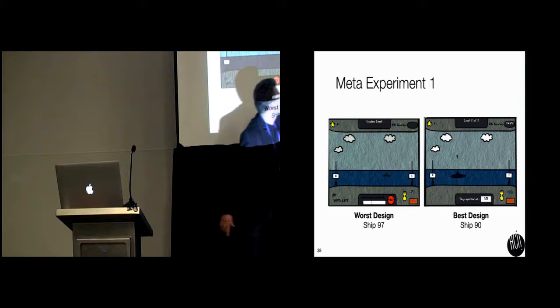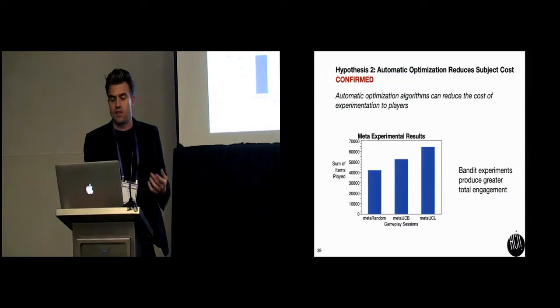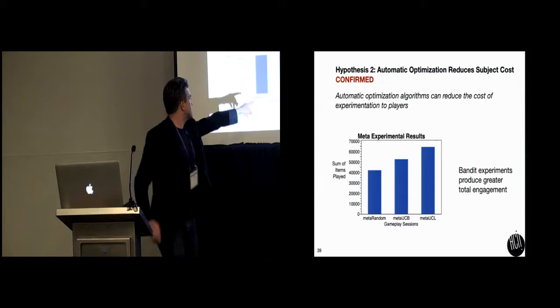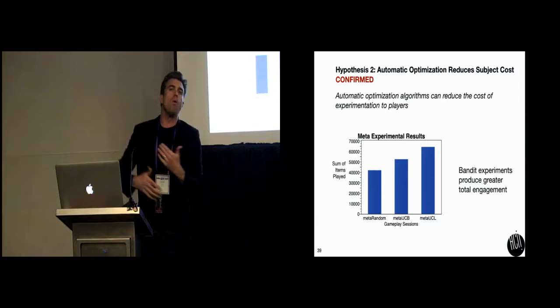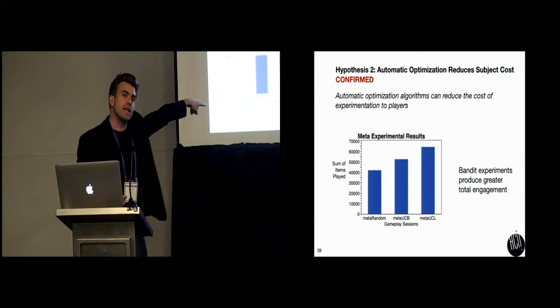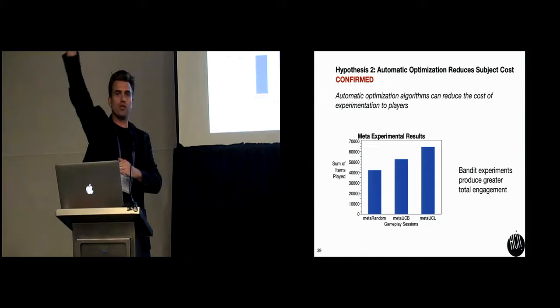The second hypothesis was around reducing cost to players. So what we find here is that both bandits produce more total overall engagement. This is, more estimates were made in the bandit conditions than were made in the random assignment conditions, even though they had the same number of players. So this showed that there was more overall engagement in the bandit conditions.